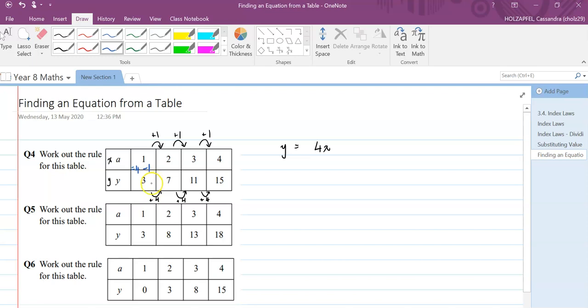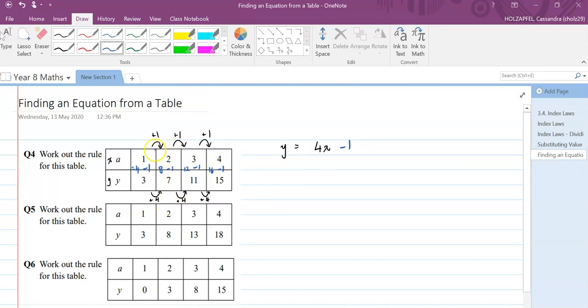Let's see if that's the same pattern for the next number. 4 times by 2 would normally be 8, and you have to take away 1 to get 7. Okay, so we're starting to see a little bit of a repeating pattern here. 3 times by 4 should be 12. We don't have 12, we've got 11, so we've taken away 1. And last one, 4 times by 4 should be 16, but again, I had to take away 1 to get that to equal my answer. So the pattern that this is following is y is equal to 4x take away 1.